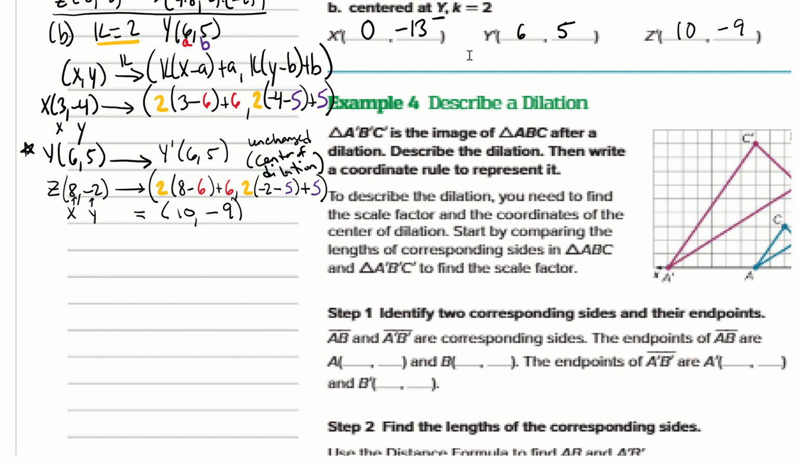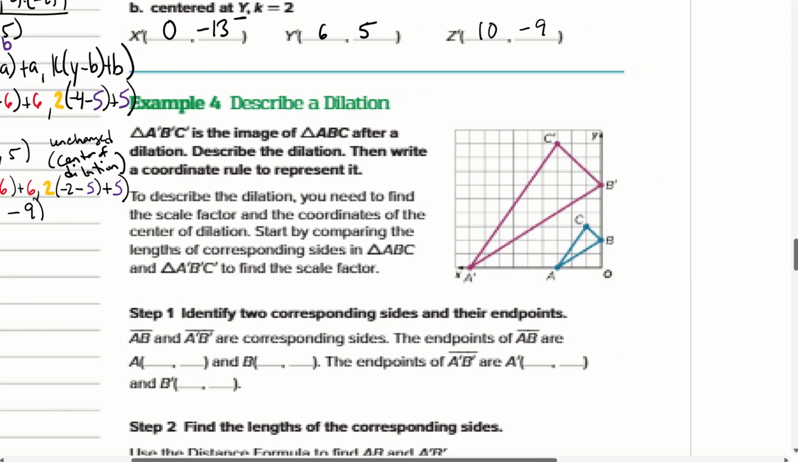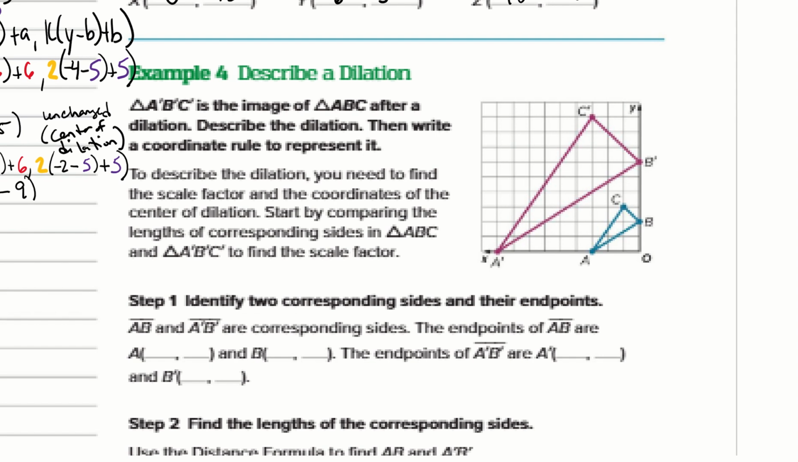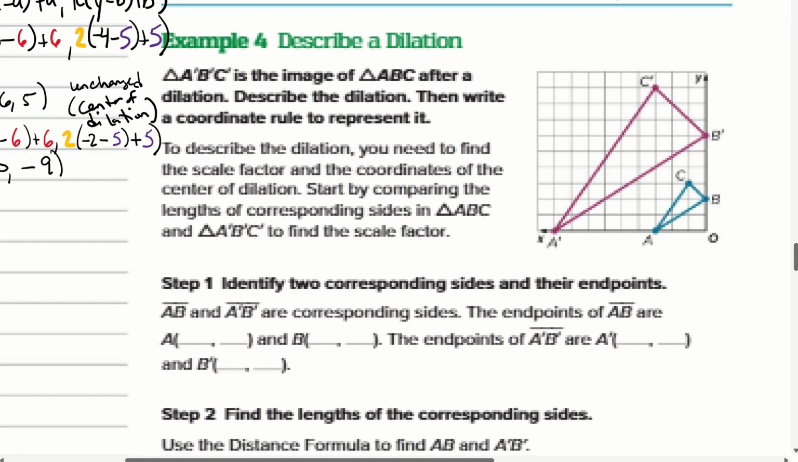All right, so let's look at example 4. This one is an interesting one because they want you to find the scale factor, and then they want you to figure out the center of dilation and then write the coordinate rule. So they only give you the 2 triangles and they say, okay, it's a dilation, but you got to figure out what kind of dilation it is. Is it enlargement, reduction? What's the scale factor? And what is the center of dilation? All right, so let's talk about how to do that.